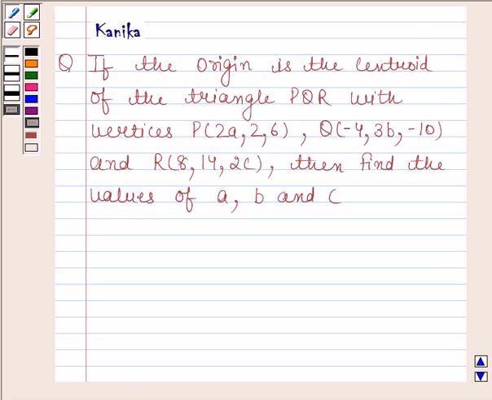Let us discuss the following question. The question says, if the origin is the centroid of the triangle PQR with vertices P having coordinates (2a, 2, 6), Q having coordinates (-4, 3b, -10), and R having coordinates (8, 14, 2c), then find the values of a, b, and c.